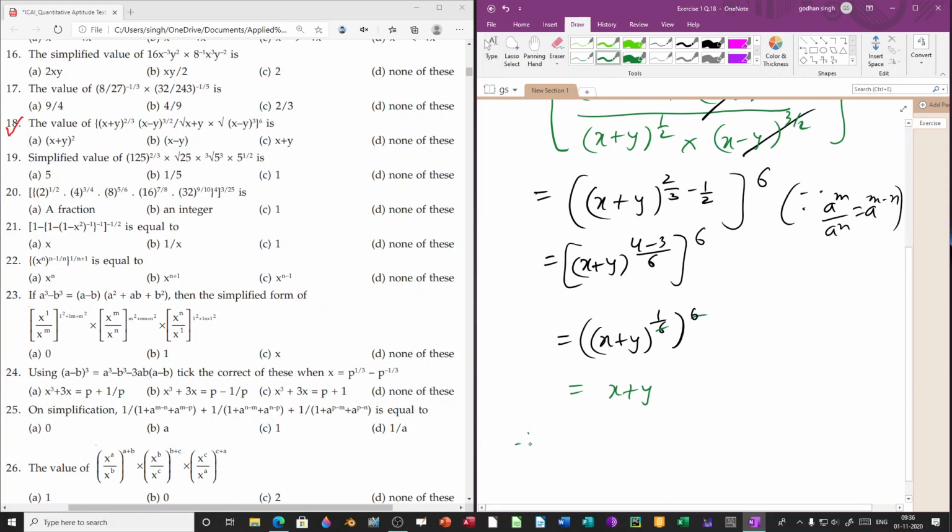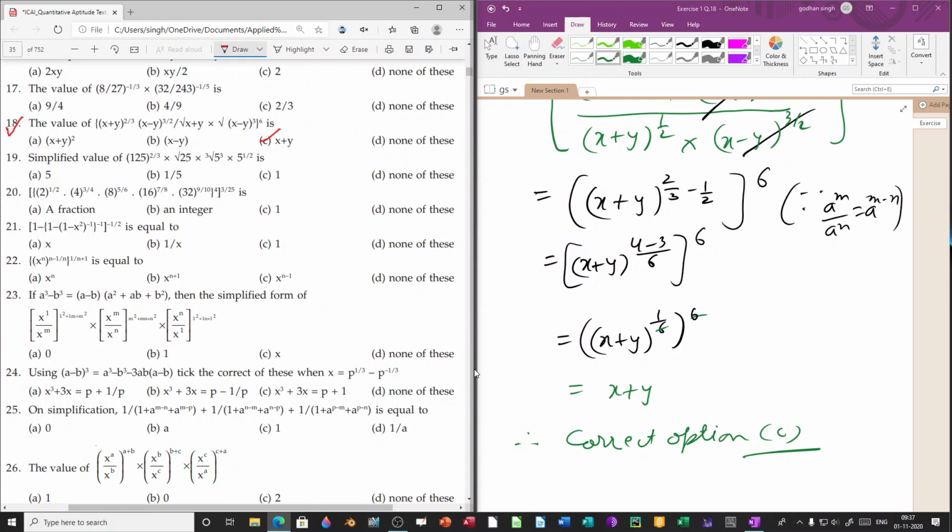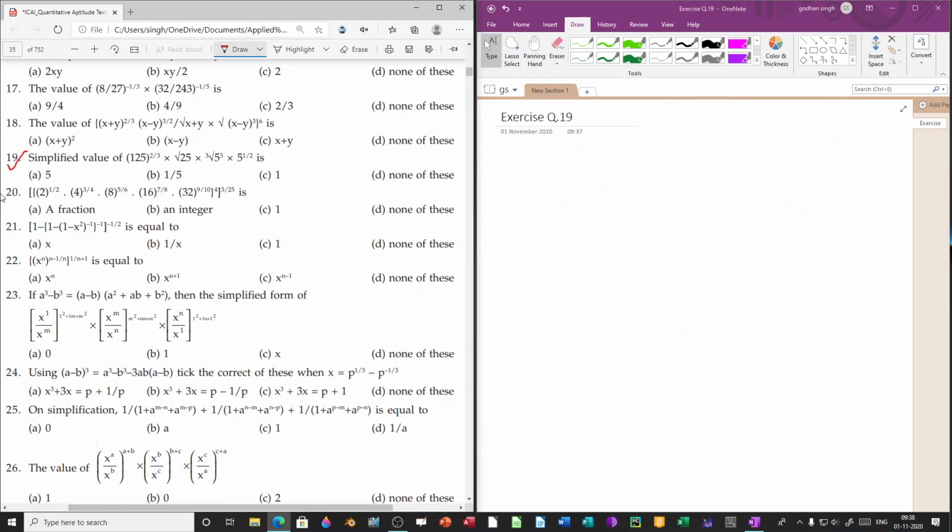Therefore correct option is C. So with this our question number 18 is complete. Exercise 1, question number 19.